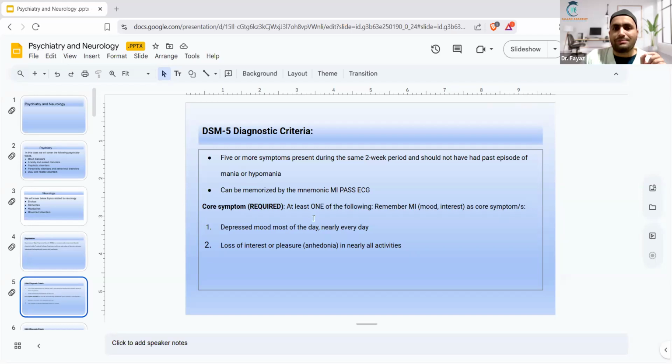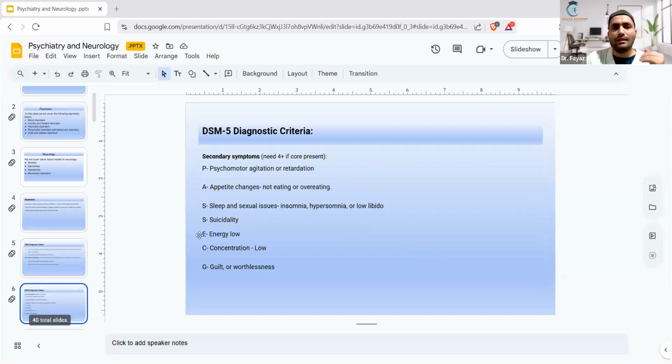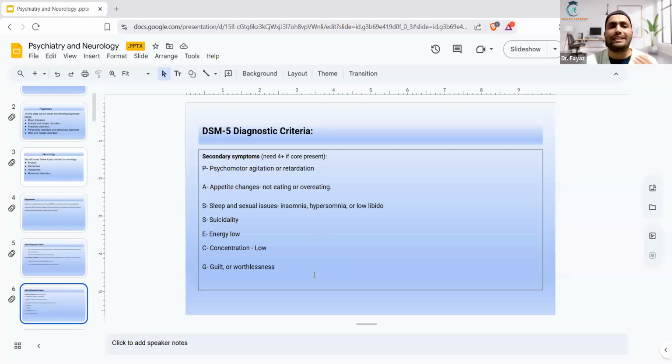For diagnosis of depression, at least one of MI should be present, either mood or interest. Depressed mood, which should be most of the day, almost every day, or loss of interest or pleasure from activities that they enjoyed, and it should be in most of their daily activities, not just one thing. Secondary symptoms, the symptoms we need along with the mood or loss of interest: psychomotor agitation or retardation. Sometimes patients with depression experience agitation of psychomotor activities, for example, they talk too fast or too slow. Agitation is talking too fast or walking too fast. Retardation would be walking too slow or talking too slow.